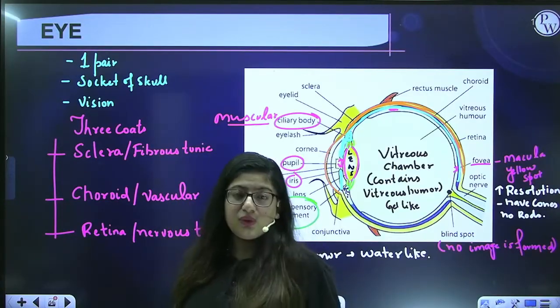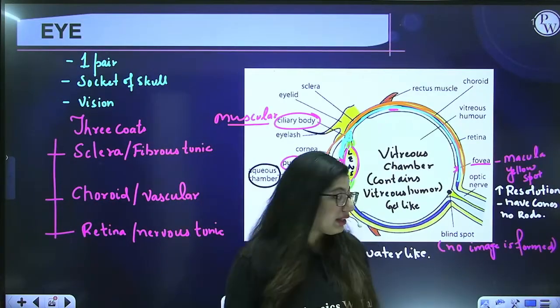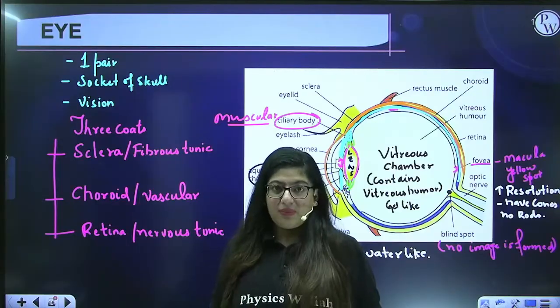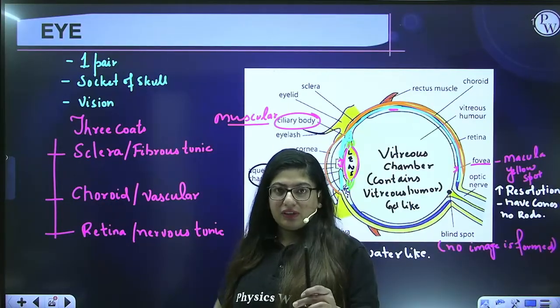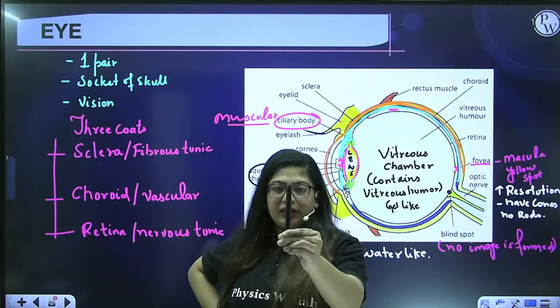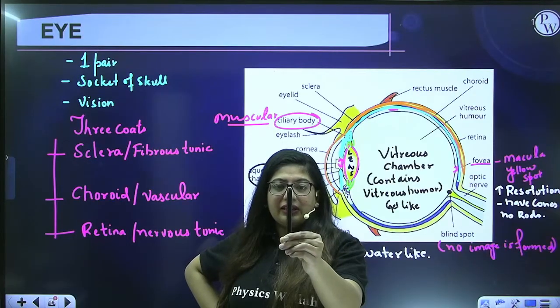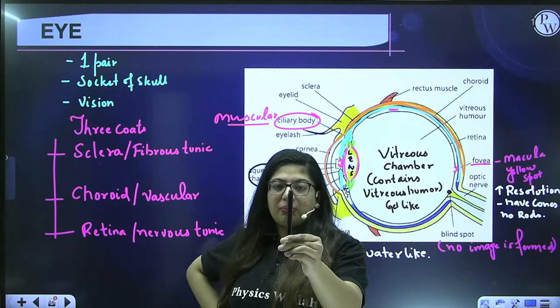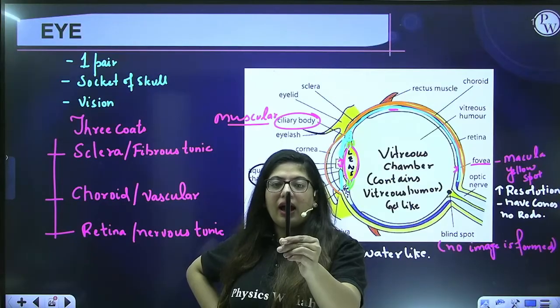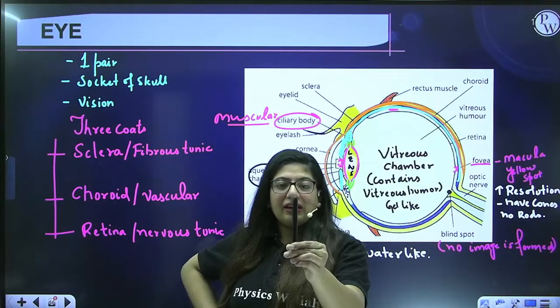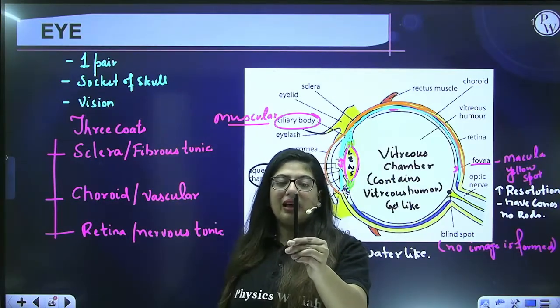Whenever you are making the brightest image, you are making the image on the fovea. For example, take a pen and look at it very clearly. You are focusing on the pen, the brightest image formed in your eye and brain is of the pen, and every other thing is blurred. Right?